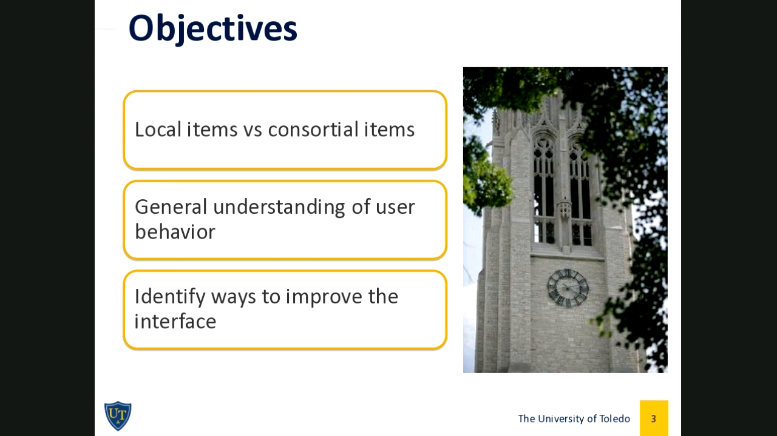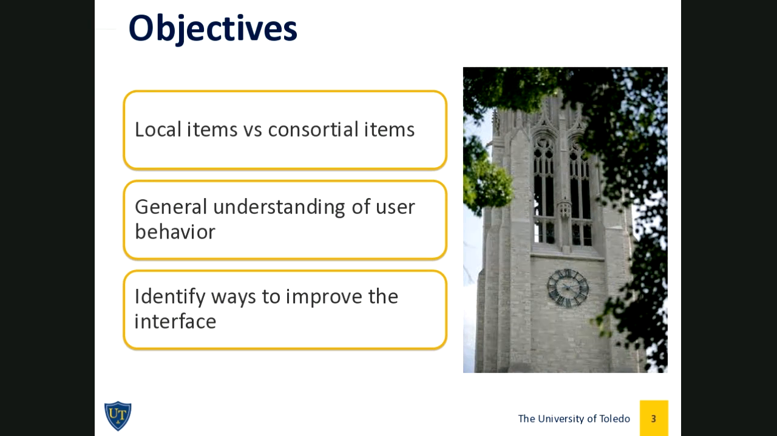We weren't sure if things were set up properly. And one area that we really questioned was local items versus consortial items. We display our local catalog, and we're also a part of OhioLink, which is our consortium. And we really weren't sure that it was clear that people would be able to go back and forth and know what they're looking at. So that was our main objective going in. Can people find things locally and consortially?